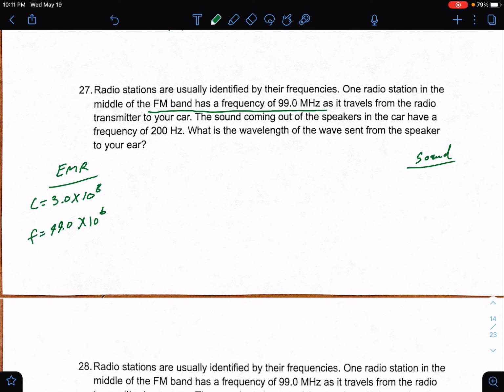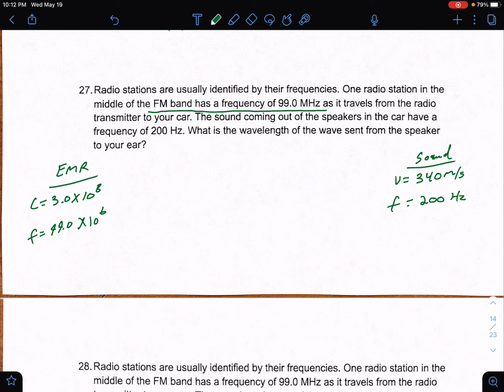Okay, and then it says I have a frequency of 200 hertz, so that's my frequency over here under sound. And then velocity of a sound is normally 340 meters per second until we get further in where you can actually calculate it by temperature. But for now, it's just 340.